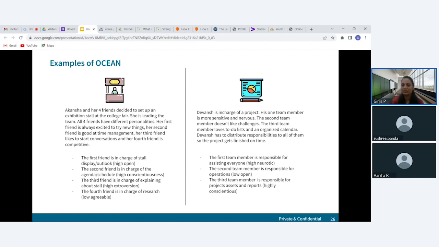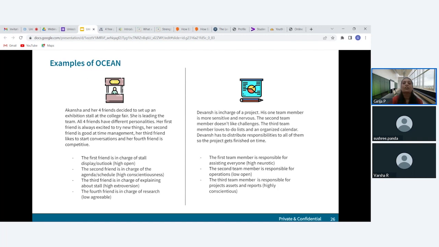So this is how Devansh has used their personality to assign work and get the project finished on time. So you can also use this OCEAN method in different situations to lead the team and build your leadership skills. So now we have talked about how we can develop this leadership skill in ourselves, and how students can develop this leadership in themselves when they're working in different situations.